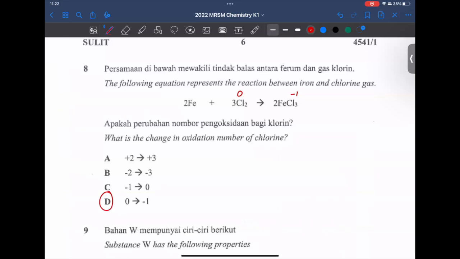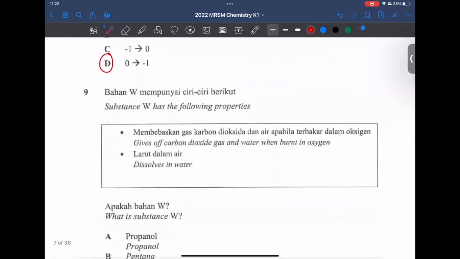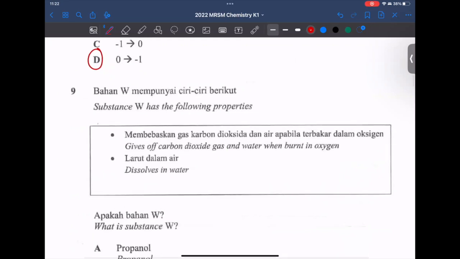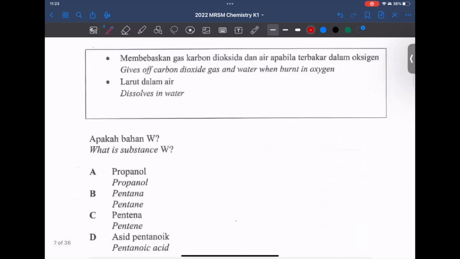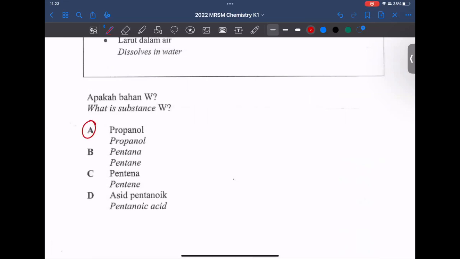The answer is D. Number 9, substance W has the following properties: it gives off carbon dioxide gas and water when it burns in oxygen, and it dissolves in water as well. Most organic compounds are not soluble in water, except for carboxylic acids as well as alcohols. But in this case, we know that carboxylic acids are not flammable, but alcohol is. So in this case, W will most likely be propanol.